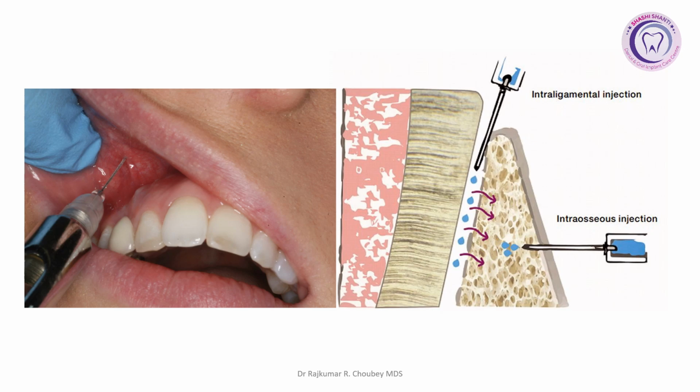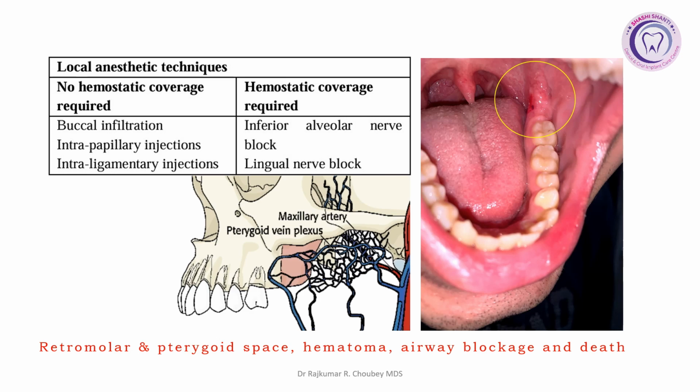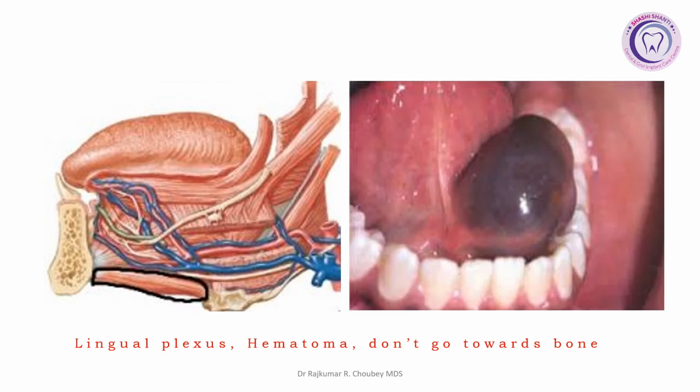But when you give an inferior alveolar nerve block, there is a chance of bleeding in the retromolar or pterygoid space, and that bleeding creates a hematoma that blocks the airway, and there may be a possibility of death also. So during an inferior alveolar block, factor replacement is required. In the lingual nerve block also, there is the lingual plexus. If you inject anesthetic agent lingually, there may be damage to the lingual plexus and a hematoma will occur. The tongue will be uplifted and then fall back, which again causes airway blockage.